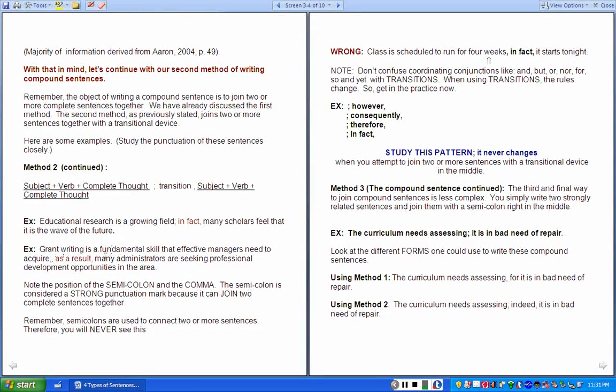As a result, many administrators, what's many administrators? Very good. Subject. Are, what's are? Good. That's your verb, right? We talked about that. Go back. If you're struggling with why is are a subject, why is are a verb, if you're asking yourself that question, then you need to go back and watch my video on simple sentences, because I do cover that. Many administrators are seeking professional development opportunities in the area, right? So are seeking professional development opportunities in the area.